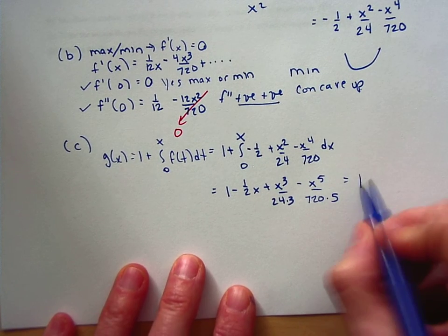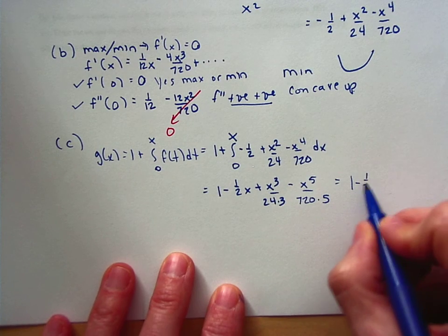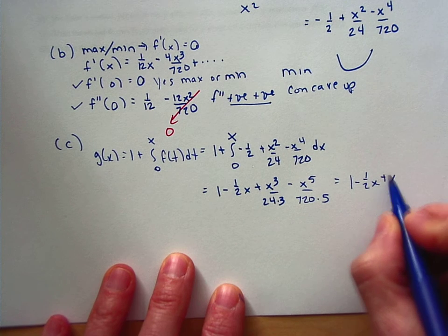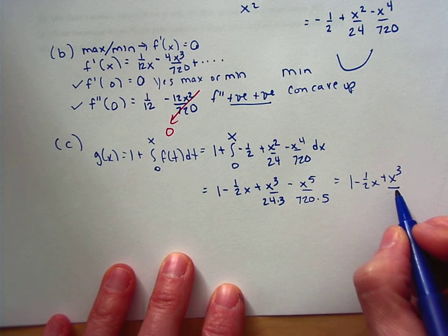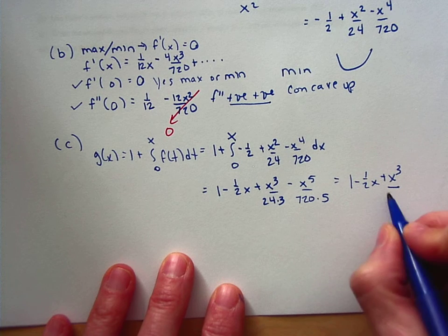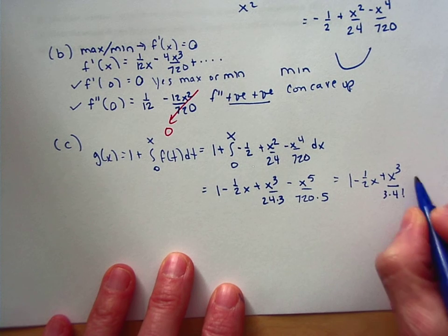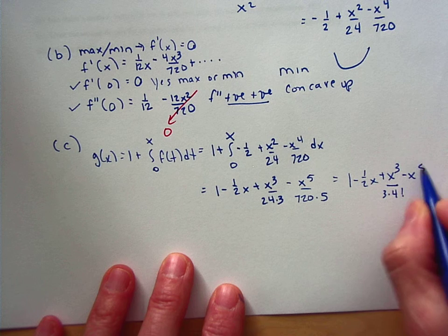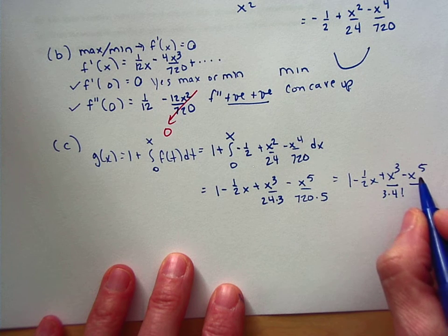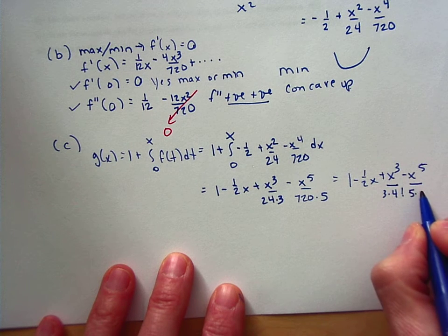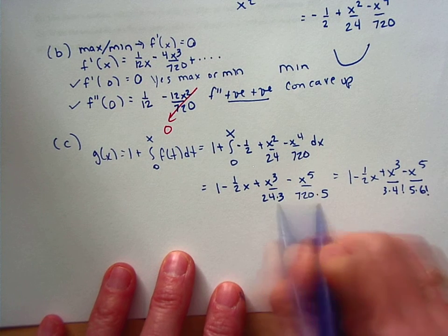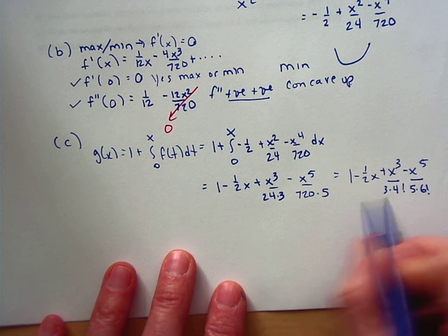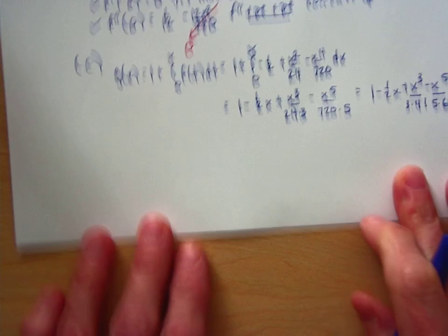I could rewrite this as 1 minus a half x plus x cubed over 3 times 4 factorial and minus x to the 5th over 5 times 6 factorial. That is how this is simplified. You could work out these numbers if you would rather use those instead of the factorials.